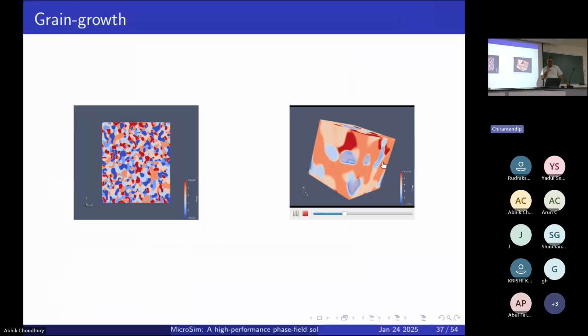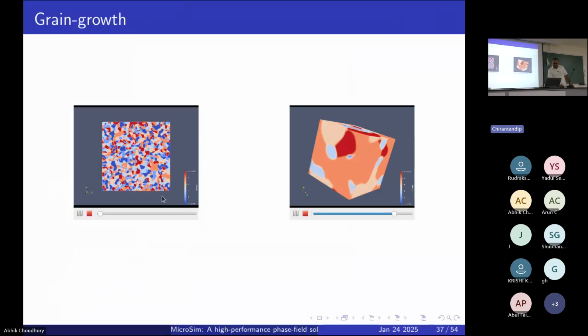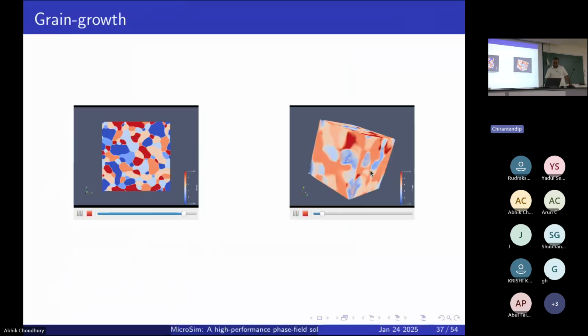We have both solvers. One where we have one phase field per grain, and the other where we have an orientation field. So both of them have been implemented. It's done in both 2D and 3D, as you can see. The left hand side is the 2D grain growth problem, and the right hand side is the 3D grain growth problem.